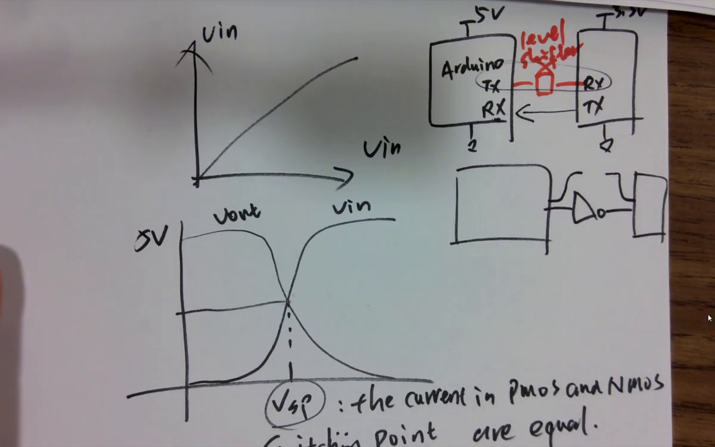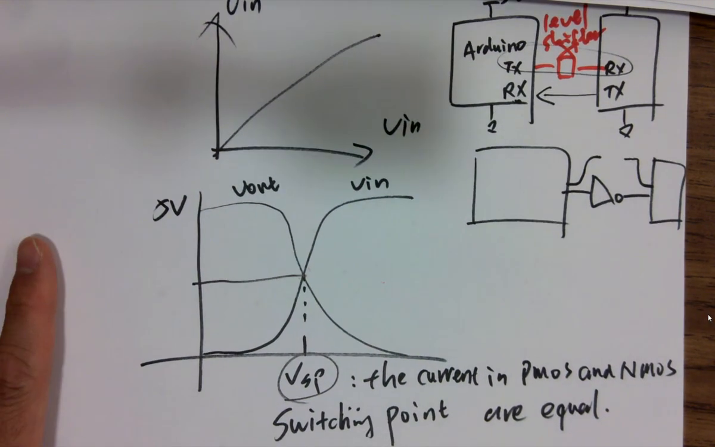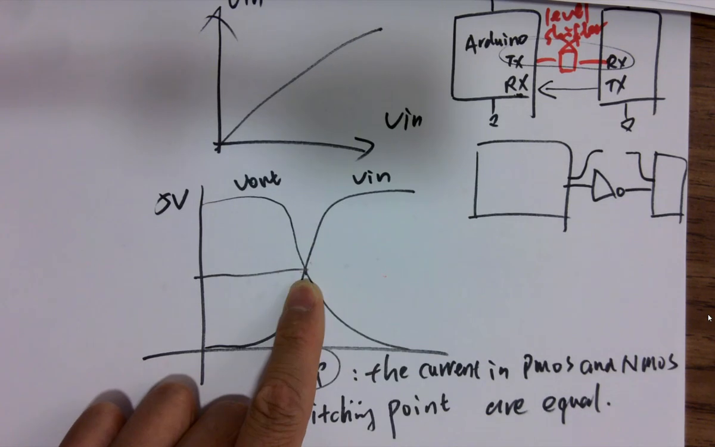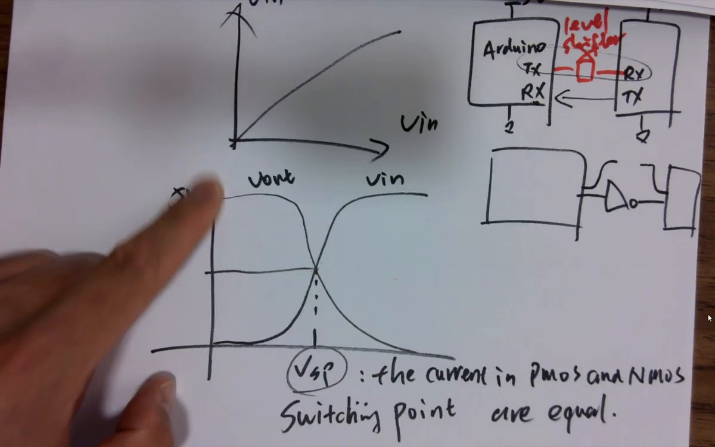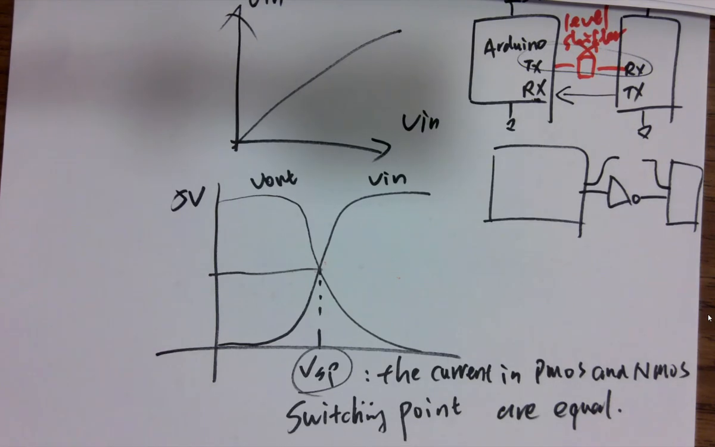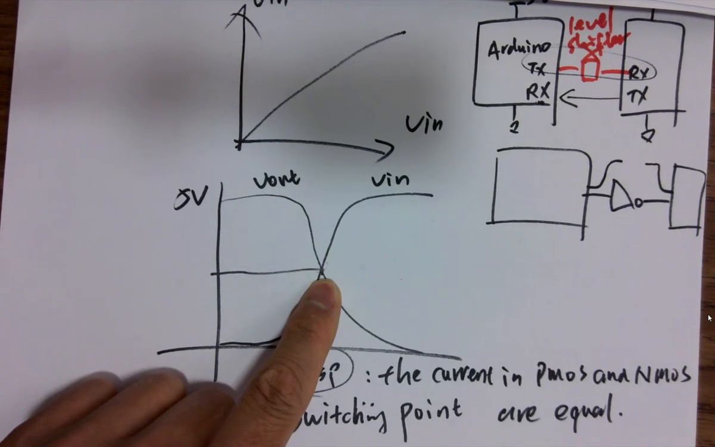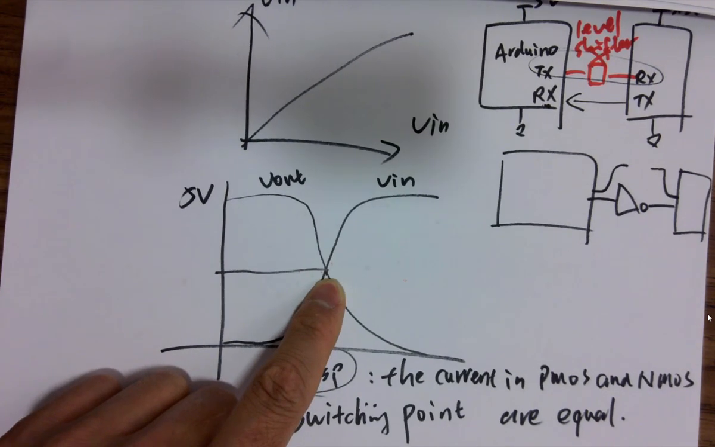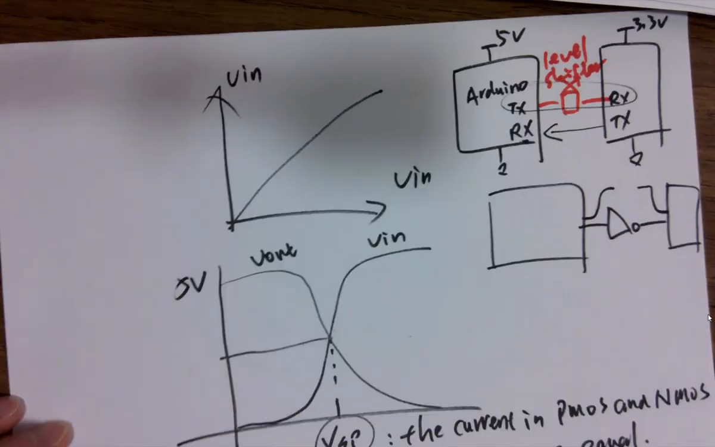Why are the currents equal? I forgot. The curves cross, but the x-axis is voltage. Wouldn't you want the voltages to be equal? Yes, the voltages are equal at the switching point. But why are the currents equal? I'll find out later.